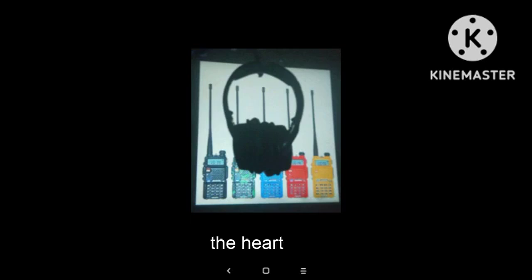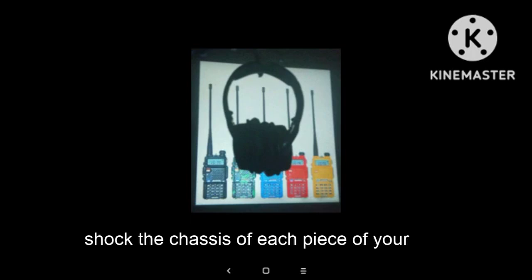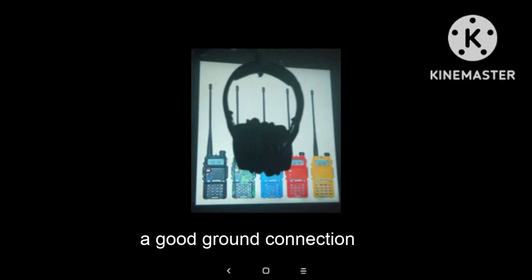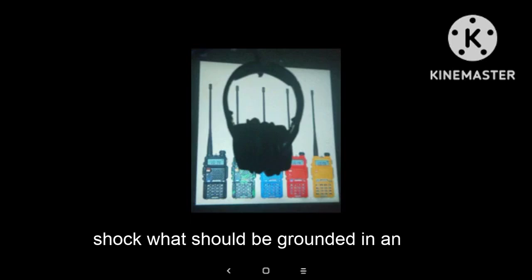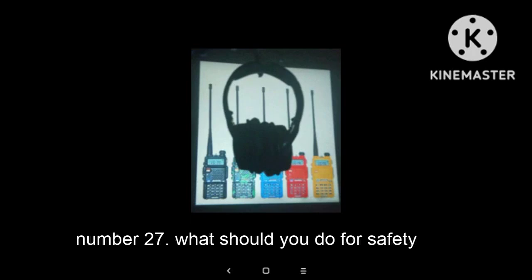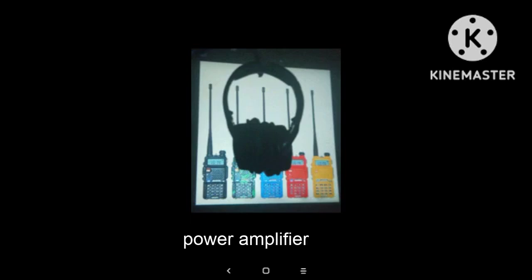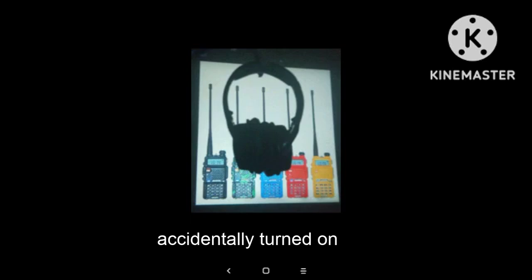The heart. 25. To protect you against electrical shock, the chassis of each piece of your station equipment should be connected to a good ground connection. 26. For best protection from electrical shock, what should be grounded in an amateur station? All station equipment. Number 27. What should you do for safety before removing the shielding on a UHF power amplifier? Make sure the amplifier cannot be accidentally turned on.